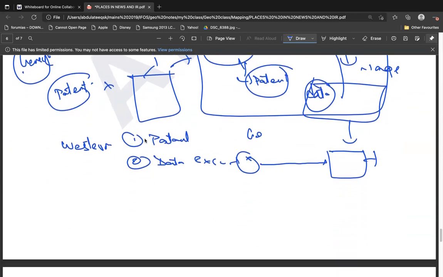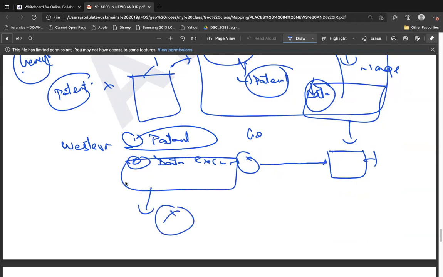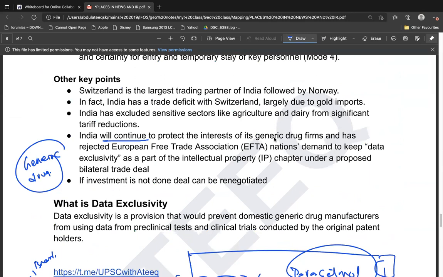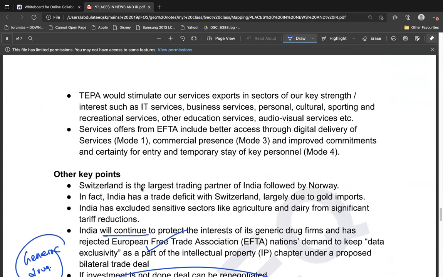Western nations, instead of offering only the patent, also offer data exclusivity. But India does not offer data exclusivity. Please note, this is a very, very important point. What is data exclusivity? They can ask it in the prelims. Now, this group of nations has asked for data exclusivity. However, India has denied this data exclusivity, offering only patent protection. That's what I have written here. And also, if the investment is not made, this deal can be renegotiated.